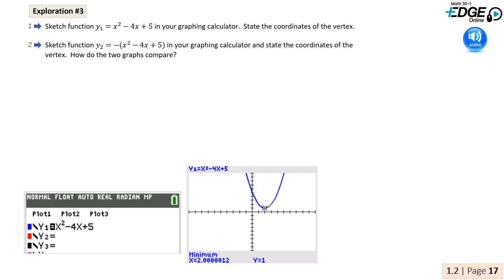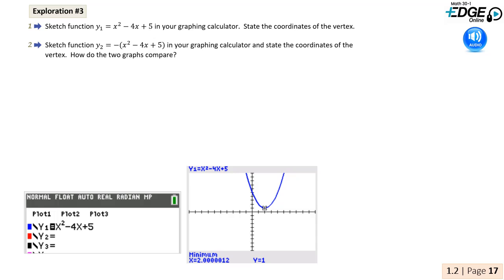You'll notice here that because we were given the function in general form, we'll need to use either an algebraic strategy, such as completing the square, or a calculator function, such as second calc minimum, to find the vertex of the graph. Minimum because this is upward facing, so it's the lowest point.